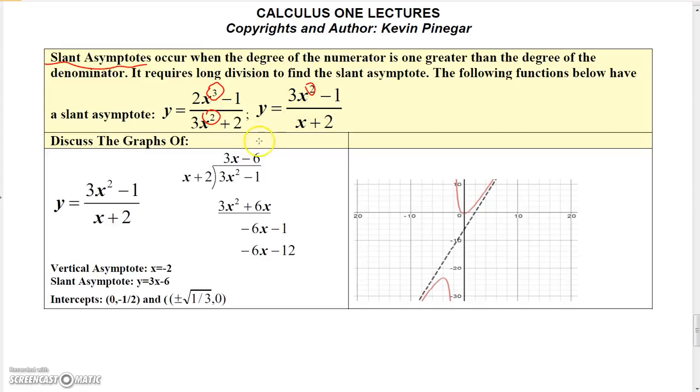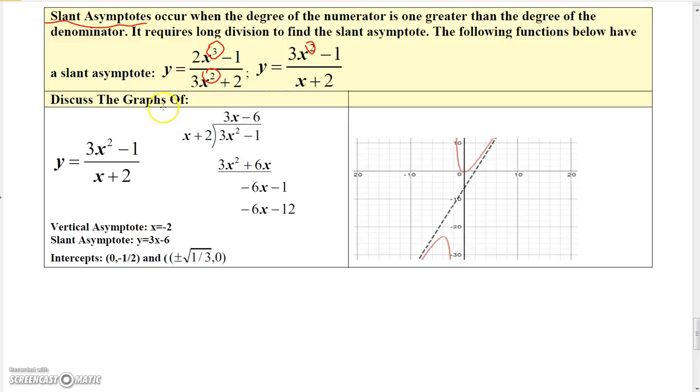Now, the way you find your slant asymptote is you just do long division. So we divide x plus 2 into 3x squared minus 1. So let's see how we do this. If you divide, you just say what times x equals 3x squared? Well, that's 3x, and then you multiply back. 3x times x is 3x squared, and then 3x times 2 is 6x. Well, remember, then you have to subtract this. Remember, long division, you subtract that.